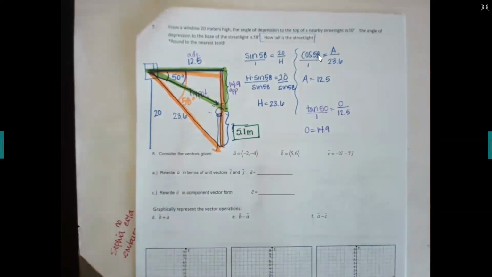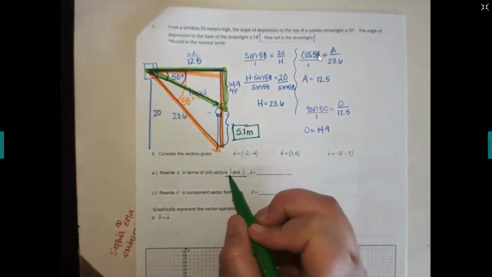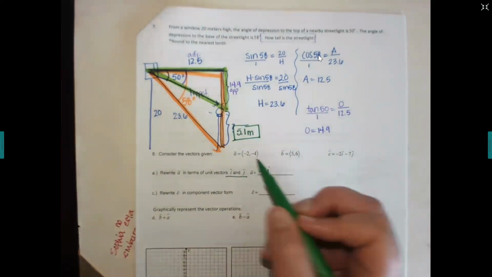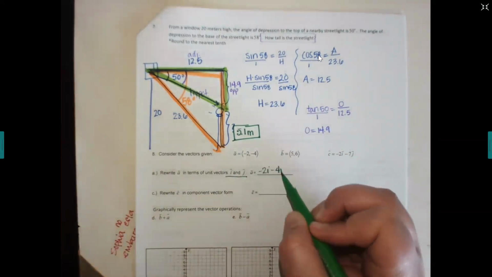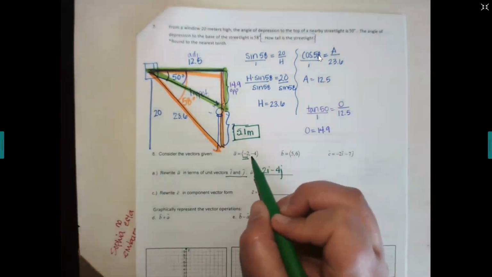That one was a little bit more involved, but hopefully you can kind of understand how we use tricks to solve that. Okay, next little bit of this, we're going to do some vectors. Remember, vectors in terms of I and J are super easy. You just put I with the first letter, and then J with the second. So it'd be -2I minus 4J.